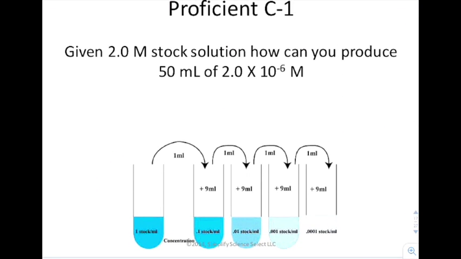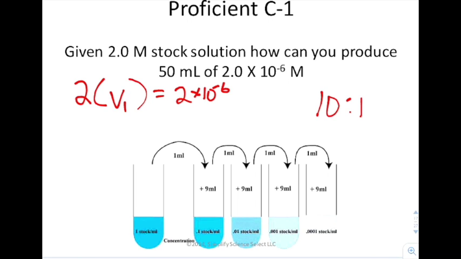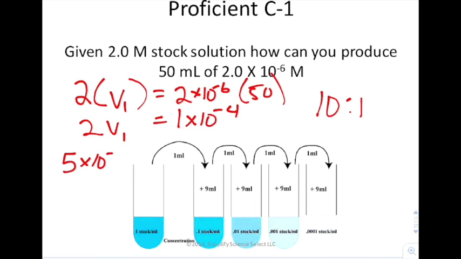Whenever you do a dilution, it really helps to do dilutions on a small value. You really don't want to do more than a 10 to 1 dilution. If you look at this particular example, say given a 2 molar solution, how can you produce 50 mL of 2 times 10 to the minus 6th molar? So you have a volume 1, because that's what you're trying to get. And on the other side, you have 2 times 10 to the minus 6th, and then 50. Well, when you multiply this out, it ends up being something like 1 times 10 to the minus 4th equals 2V1, or V1 ends up being 5 times 10 to the minus 5th.